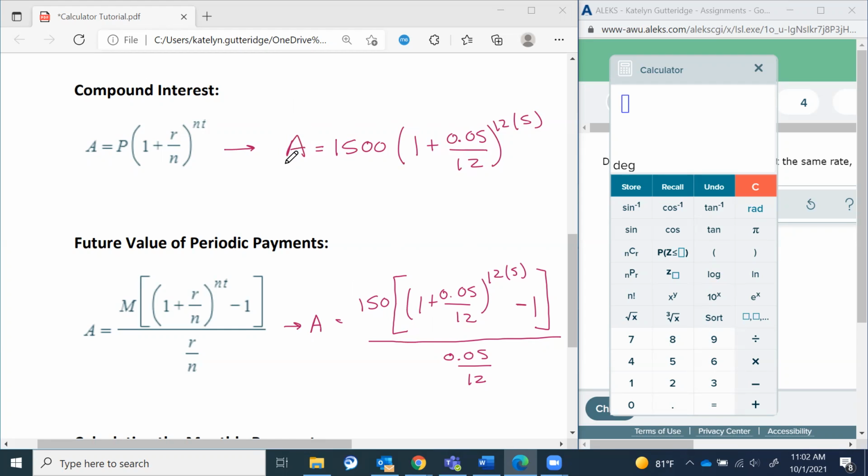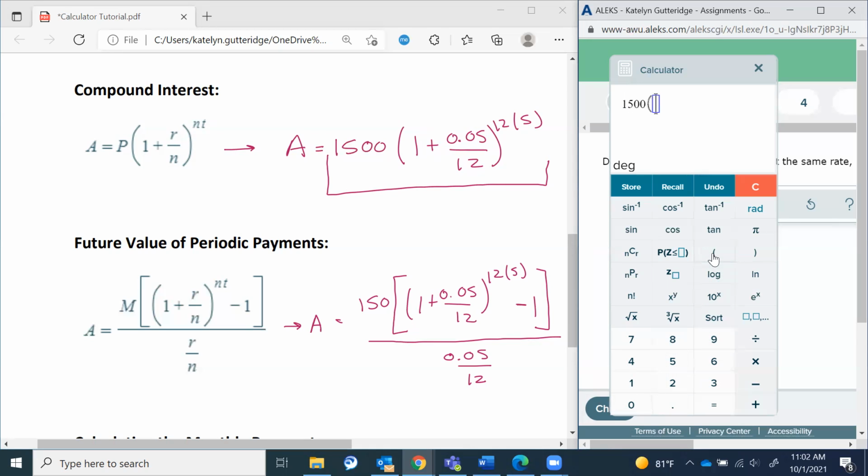So let's start with compound interest. I worked through my problem, I identified this is my equation, I've entered in all of my values. So when we enter it into the calculator, we're going to start after the equal sign and we're going to enter in this part. When you enter these in, I find it's best to just work left to right, enter all the parentheses you see, enter all the fractions you see. So I'm going to start with my 1500.